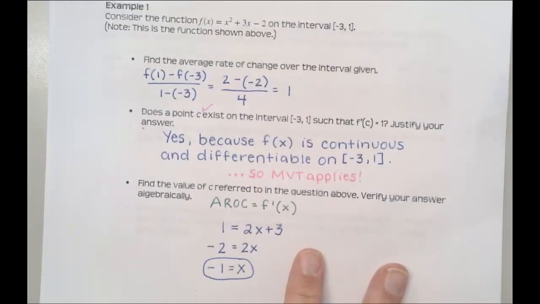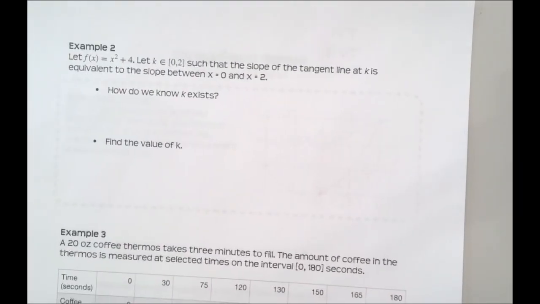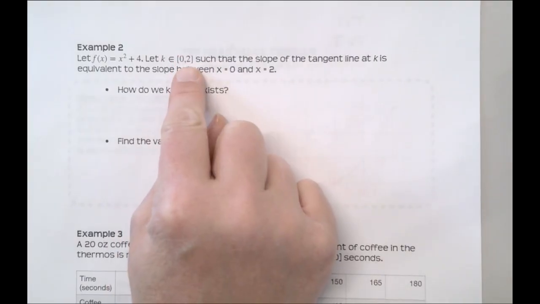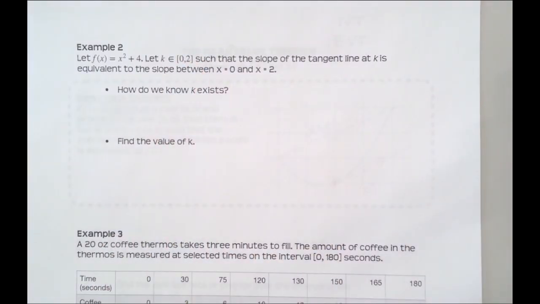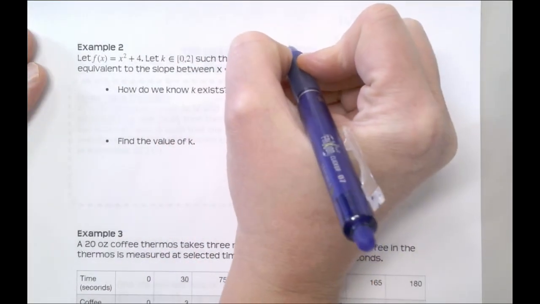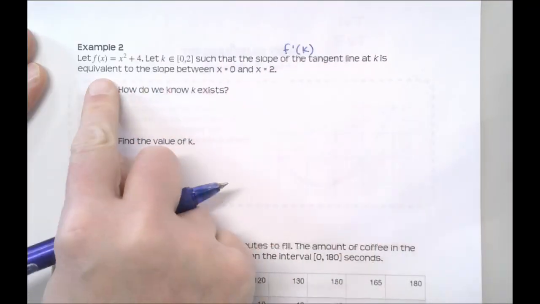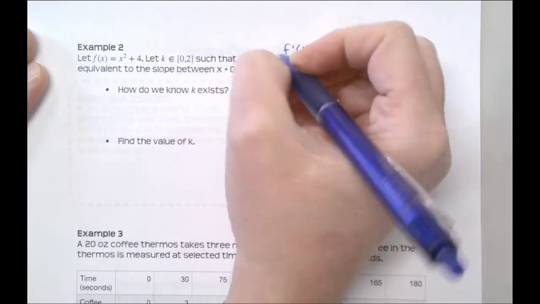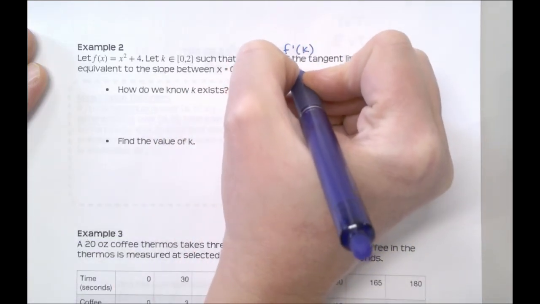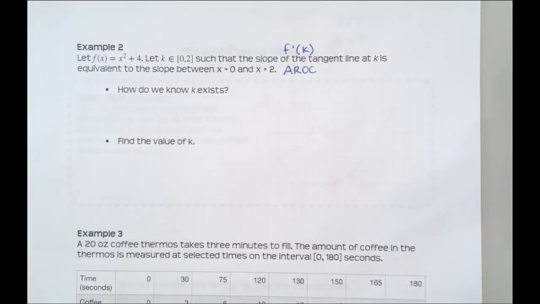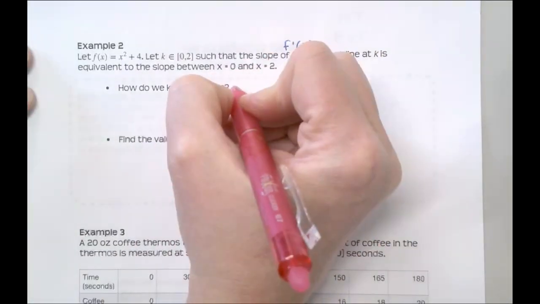Okay, let's try another one, kind of from the beginning. Here's example 2. We've got ourselves a function. We've got a closed interval. And it says that k is a point somewhere between 0 and 2, where the slope of the tangent line, or in other words, f prime, is equivalent to the slope between 0 and 2. That's talking about an average rate of change. How do we know this point exists? Well, that would be our friend MVT, right?